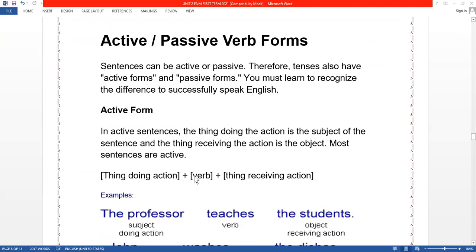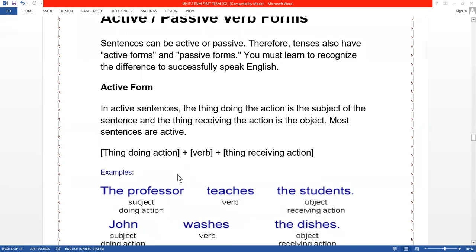Active form. In active sentences, the thing doing the action is the subject of the sentence, and the thing receiving the action is the object. Most sentences are active. Most of the spoken English language is active. We use passive always in letters and the newspaper and something like this. The thing doing the action, verb, the thing receiving the action.